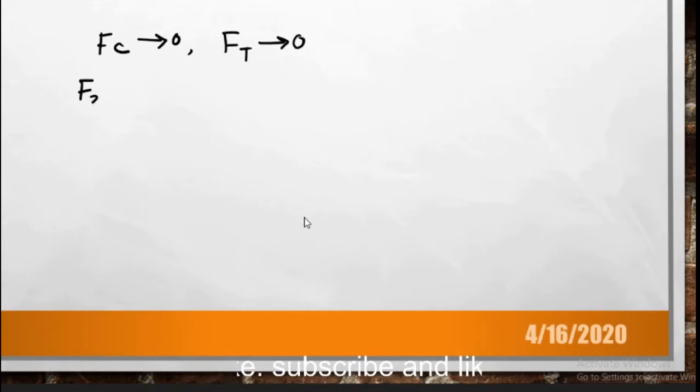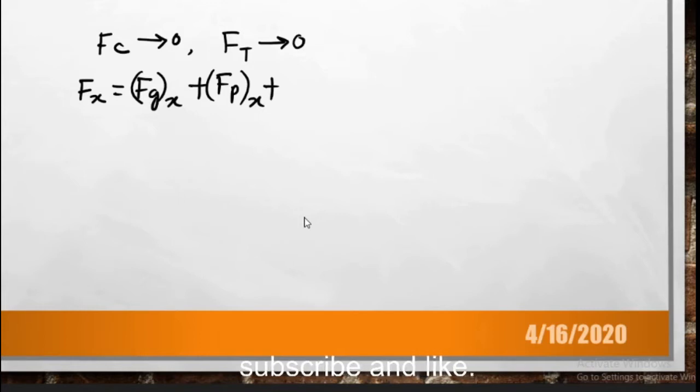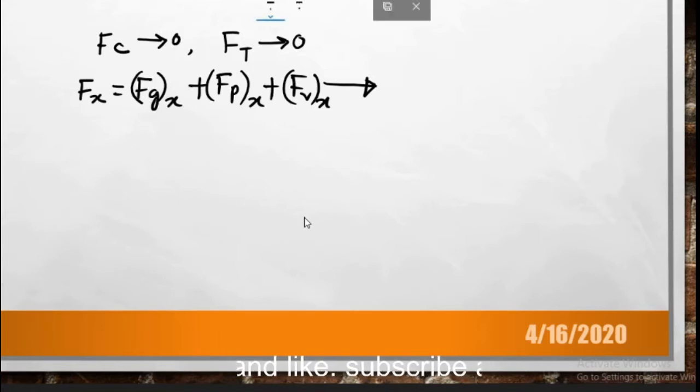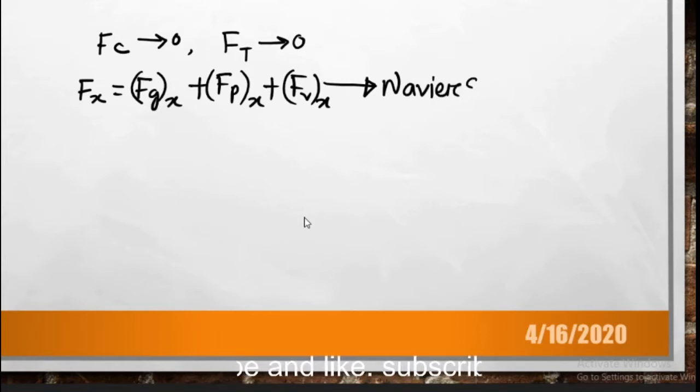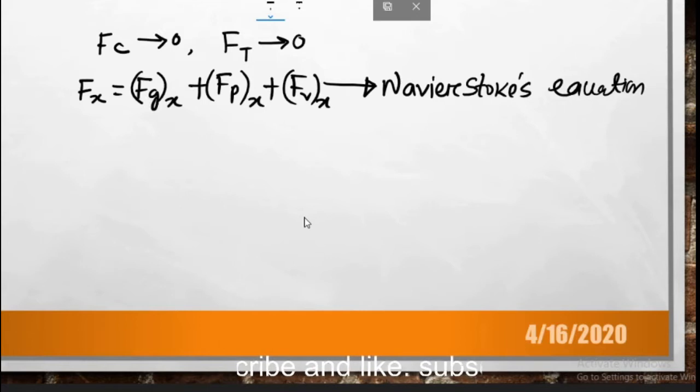If we are writing the net force in x direction, it will be equal to the force due to gravity in x direction plus the force due to pressure in x direction plus the force due to viscous force in x direction. This is the set of forces which we are actually considering in that equation. This equation is generally called the Navier-Stokes equation.